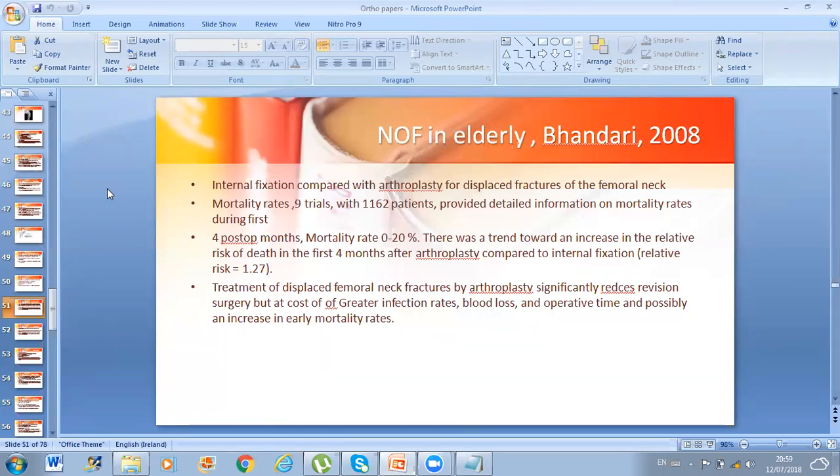If the patient is walking with a stick, having Alzheimer's disease, or having neuromuscular disease or something else, I will go for hemiarthroplasty. Otherwise, if the patient is community ambulant, above 60, with a displaced neck of femur, the recommendation is to go for total hip replacement.